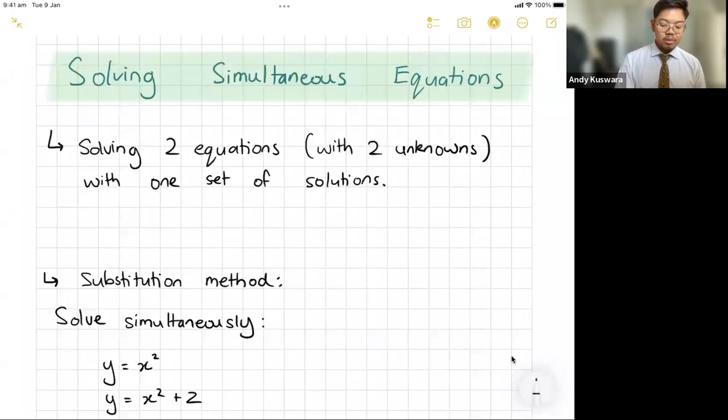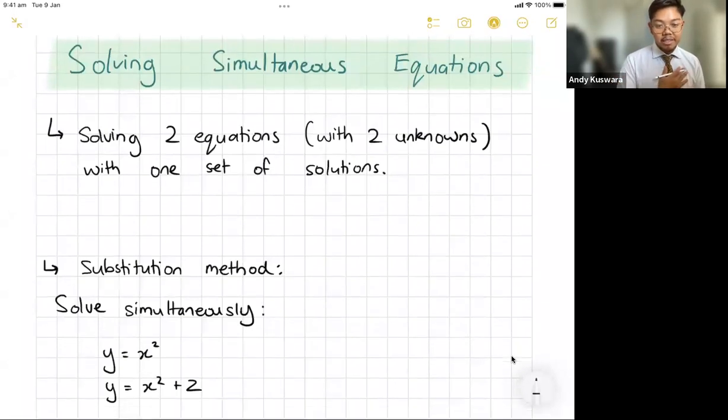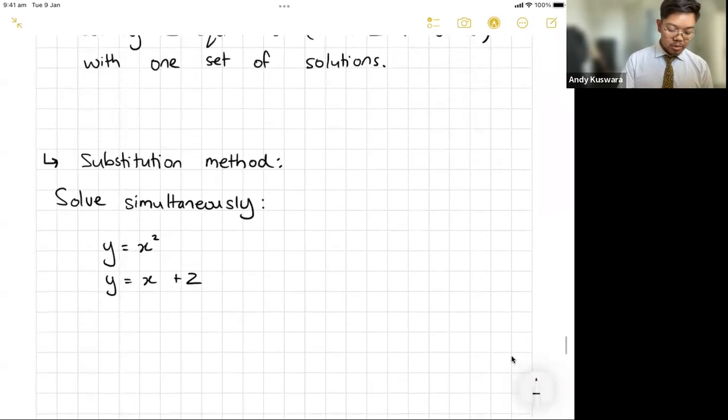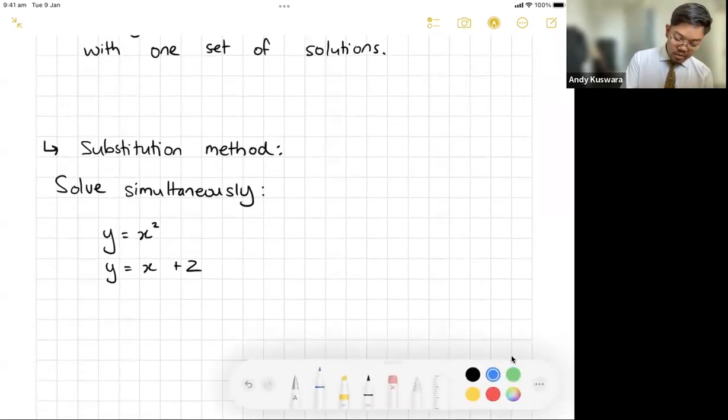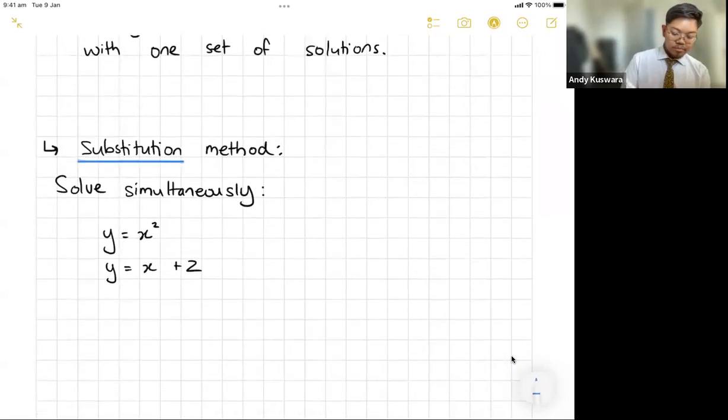Okay, there's two main methods. The first one is the substitution method. This one I find personally easier. Now, the example that I gave makes it a little bit easy too, but we're going to do this regardless. I'm pretty sure I wrote the question wrong, but let's try it out. So this substitution method solves simultaneously. You guessed it, we're going to substitute.